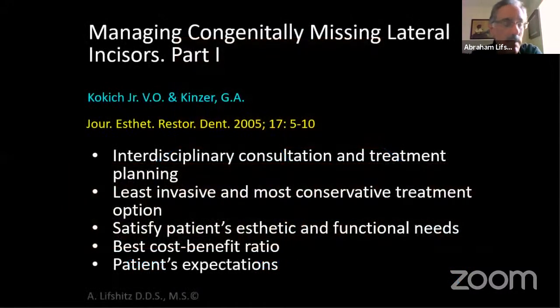So how can we decide which treatment or which option should go? Kokich Jr. and Kinzer in 2005 stated that in order to make the appropriate decision, we need to have an interdisciplinary consultation and treatment plan. We need to choose the least invasive and most conservative treatment option that will satisfy the patient's aesthetic and functional needs. Also, it should have the best cost-benefit ratio. And also, very important, we should fulfill the patient's expectations.